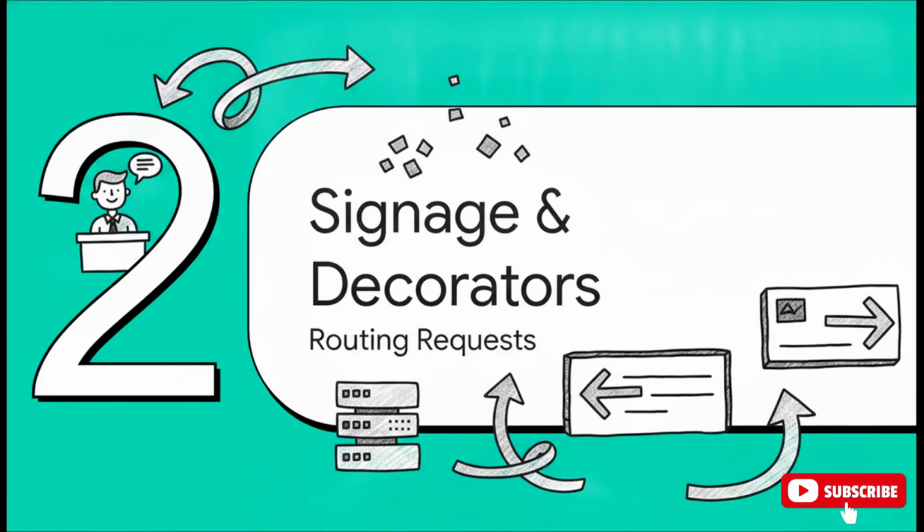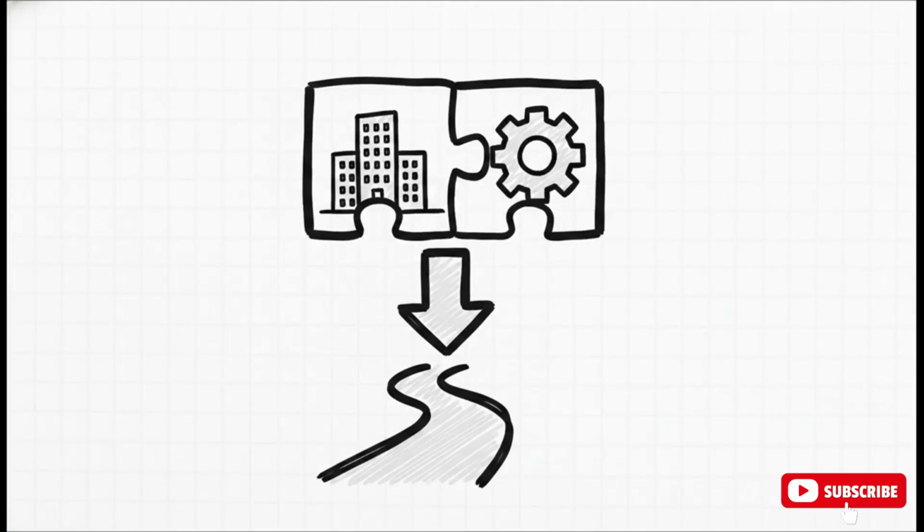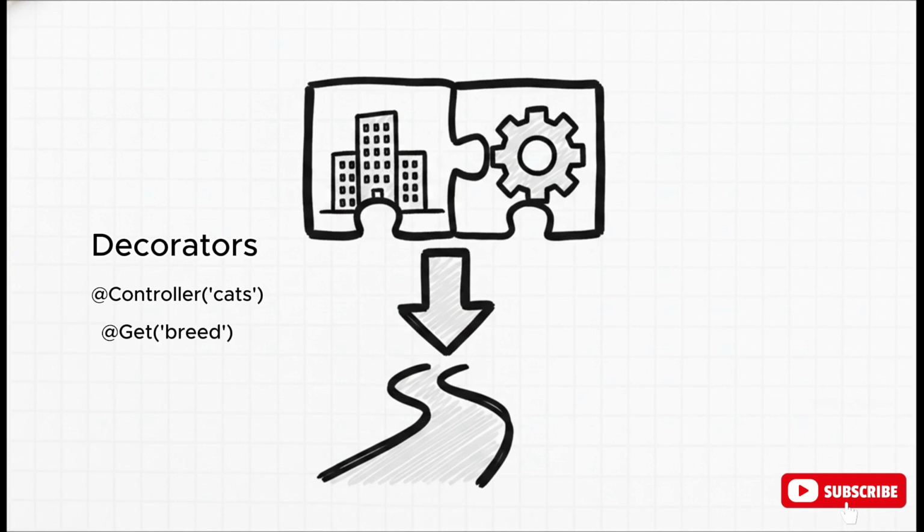Moving right along to Section 2, signage and decorators. Now that we have our receptionist, how do we physically set up the routing signage so incoming requests know exactly where to go? Well, Nest relies heavily on TypeScript decorators to link classes with the necessary routing metadata. You start by adding a class decorator, something like @Controller('cats'), and this acts as a required prefix for the entire class. Then you drop in method decorators, like @Get('breed'), for specific functions.